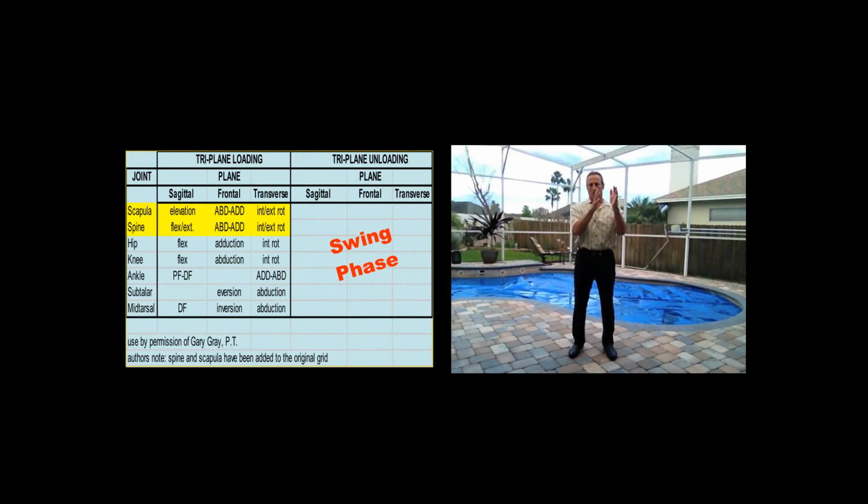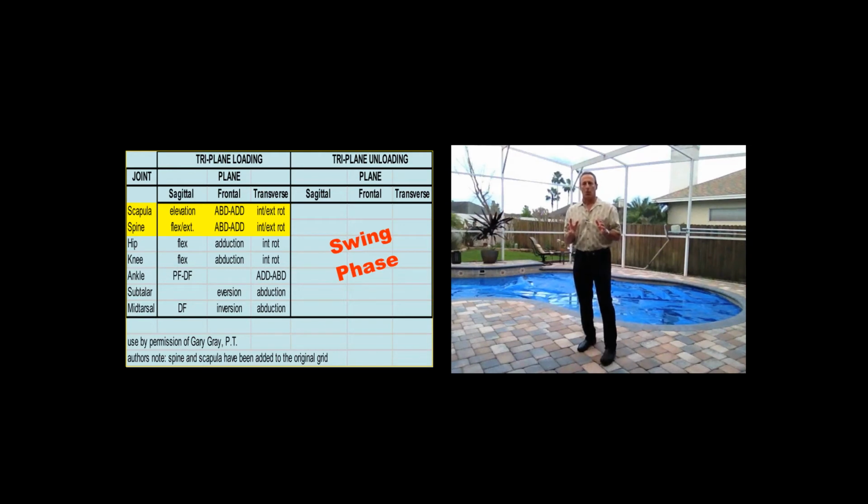What this shows is each joint that works in 3 planes of motion, the sagittal, frontal, and the transverse plane, and how each joint works within each plane of motion, but also how it's dependent upon other joints above and below. For example, let's look at the knee.